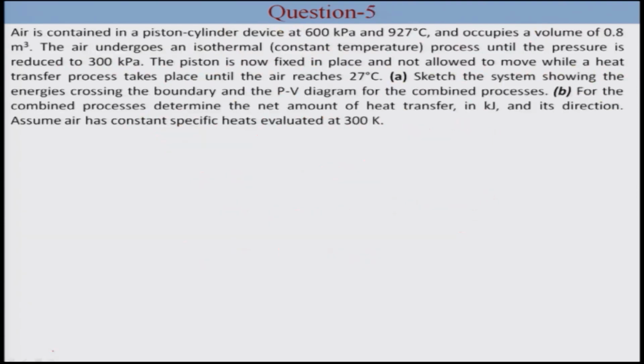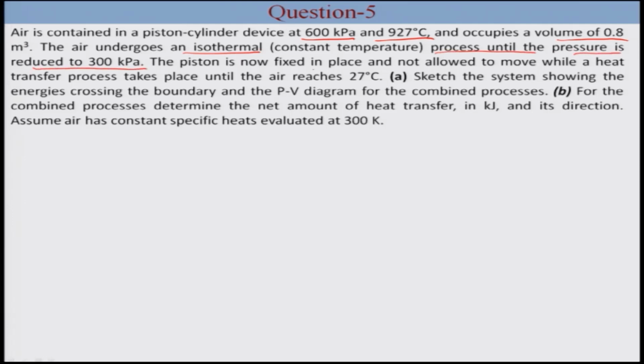Coming to the final question. Air is contained in a piston cylinder device at 600 kilopascal and 927 degrees centigrade and occupies a volume of 0.8 meter cube. The air undergoes an isothermal process until the pressure is reduced to 300 kilopascal.